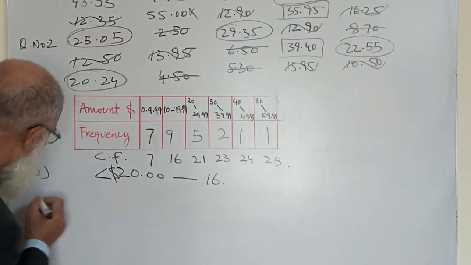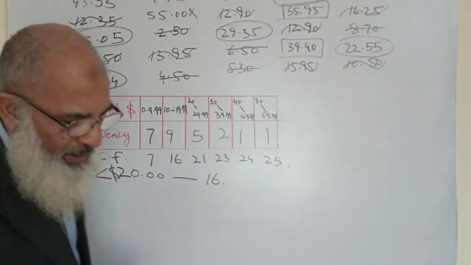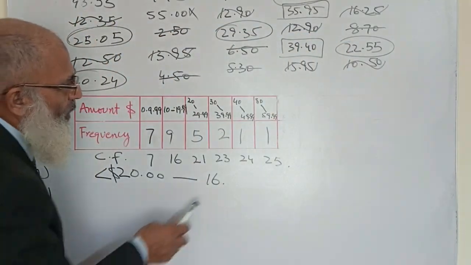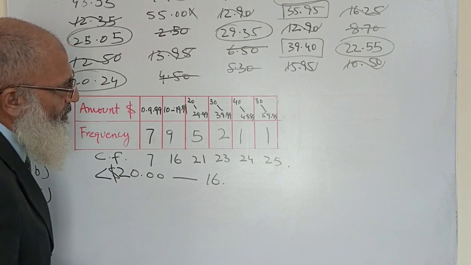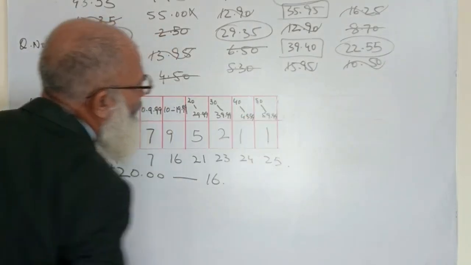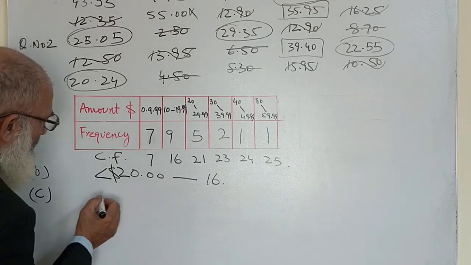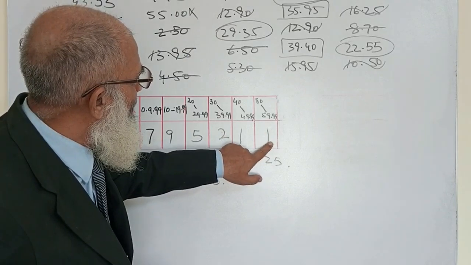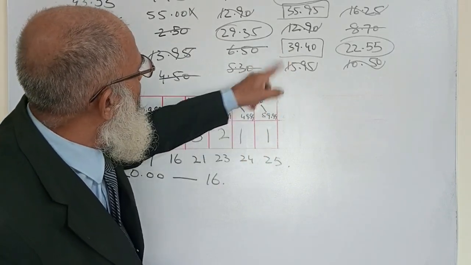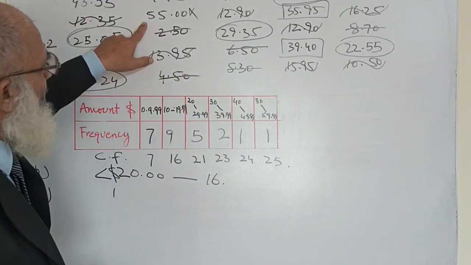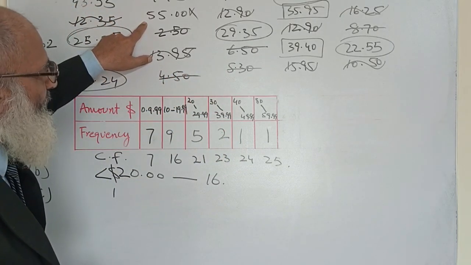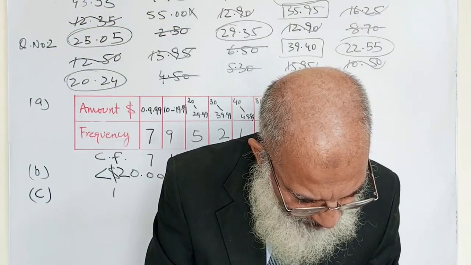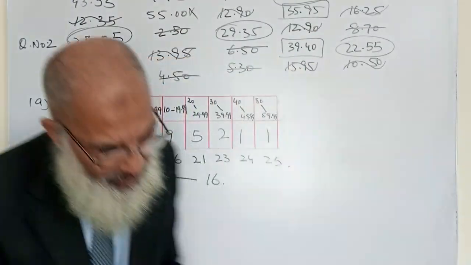Part C. Part C says how many people spend more than $50? There is only one person who spent more than $50, and that person spent 55. Done.